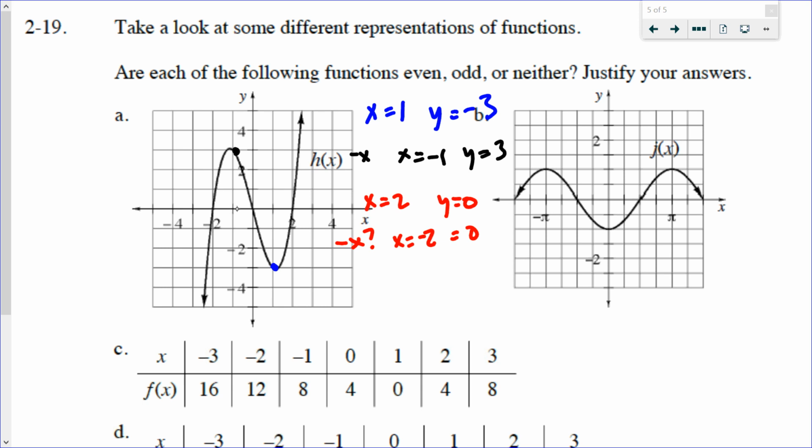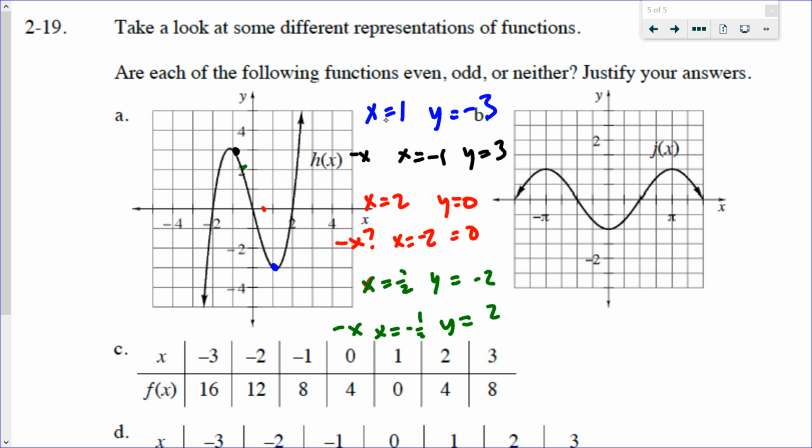Let's try, we could try a half. X equals a half. We don't have the function, so that's okay. But it looks like the output is about negative 2. So I want to see what happens when x, or negative x, is at negative 1/2. At negative 1/2, I have an output of positive 2. That's more of an indicator for me.